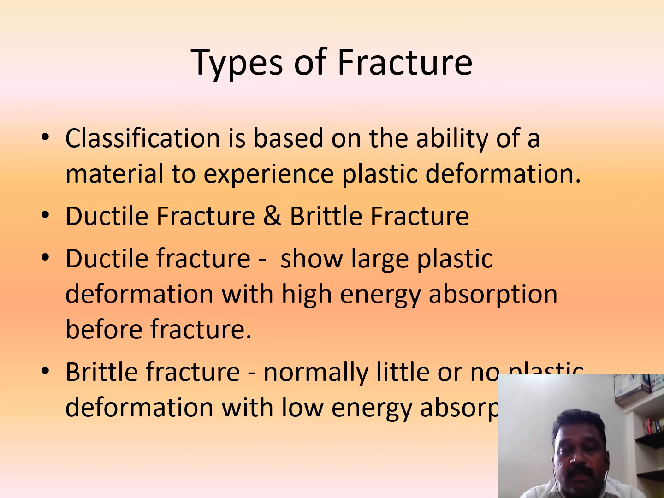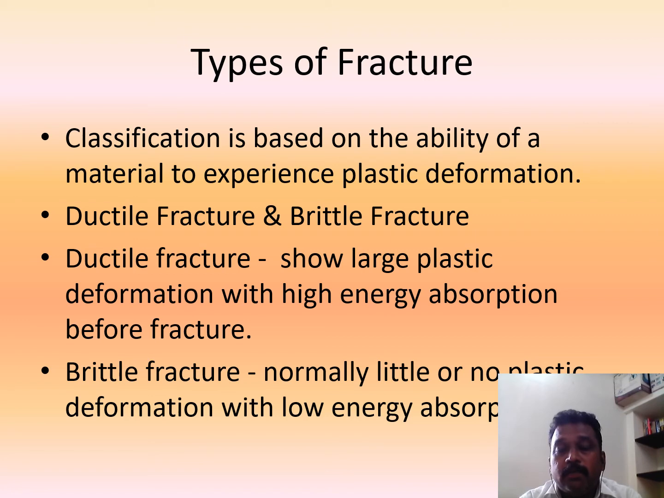So how is fracture classified? The fracture is classified based on the ability of a material to experience plastic deformation. So how it is deformed, how it is fractured. One is ductile, another one is brittle. So what is ductile fracture? It shows a large plastic deformation with a high energy absorption before fracture. As we discussed in the previous slides with the stress strain curve, it will absorb more energy, that is, it will absorb more stress before getting fractured. Then it is called ductile fracture.